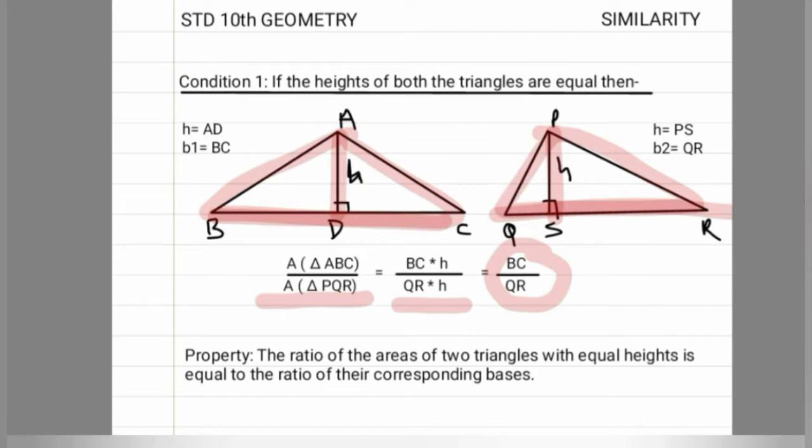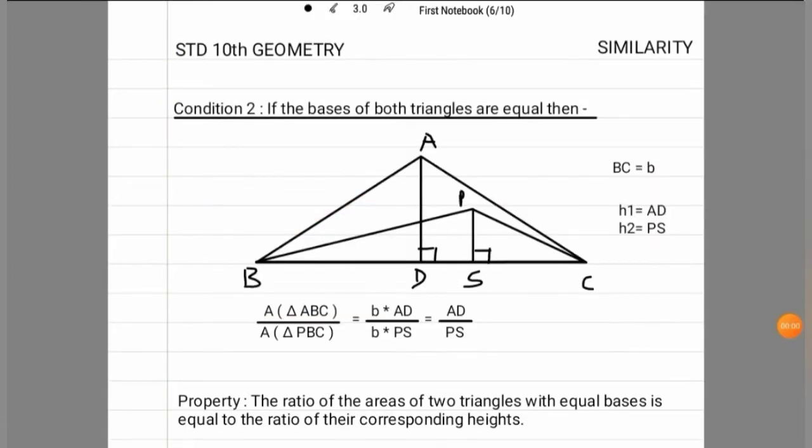So from this we can conclude that the ratio of areas of two triangles with equal heights is equal to the ratio of their corresponding bases. Moving to the second condition, that is, if the bases of both the triangles are equal. In the first condition, we considered the heights of the triangles to be equal, but in this condition, we are considering the bases of both the triangles to be equal.